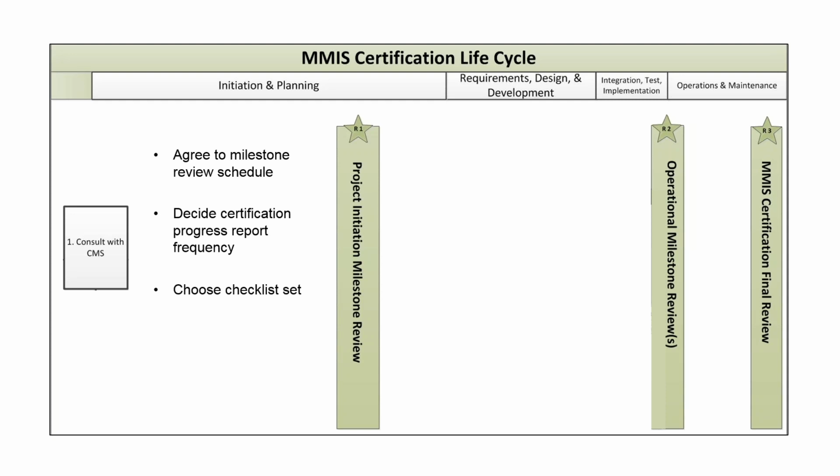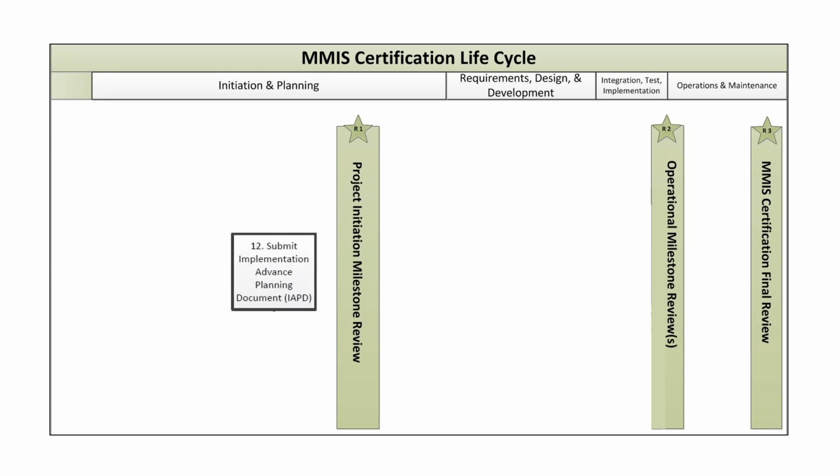Also, states may not switch between sets. A state may not use checklists from the MMIS module checklist set for a few modules, and then switch to the custom checklist set option. These decisions are captured in a project partnership understanding document, which should be updated throughout the life cycle as necessary.